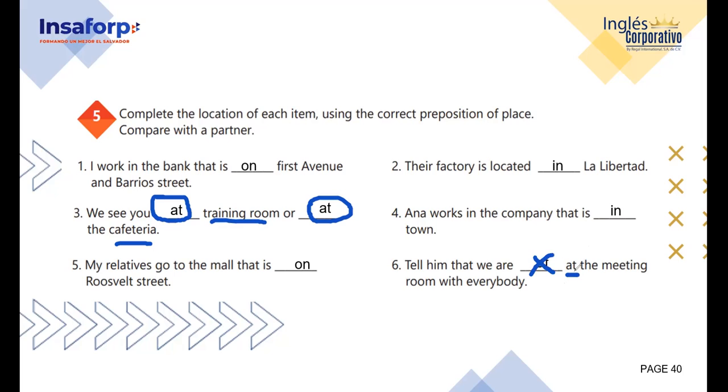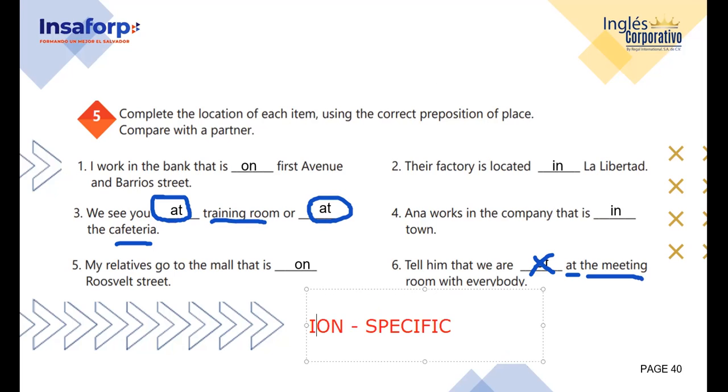Entonces, esto es solo at. Ahí está la respuesta. At. We are at the meeting room. Y miren, esto es específico. At, porque dice que estamos en el salón de reuniones. Entonces es at. ¿Ok? These are prepositions of place too. Recuerden que estas son preposiciones de lugar también, que son las mismas que estuvimos viendo de tiempo. Pero recuerden que el on, siempre lo mismo. On, específico, ¿ok?